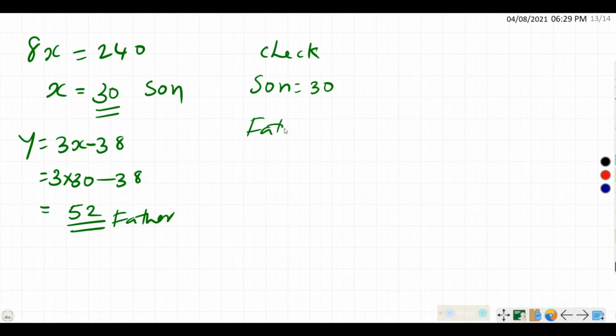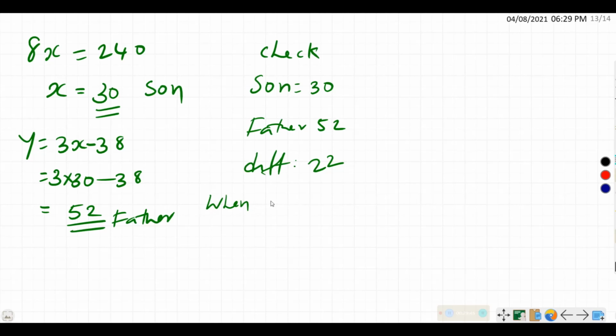You can check the answer if you simply write son's age is 30, father's age is 52 and the difference is 22 years. These are not required in the board exam, but if you have time and want to check whether your answer is correct, you can sit and check it. Simply substitute the value and see.